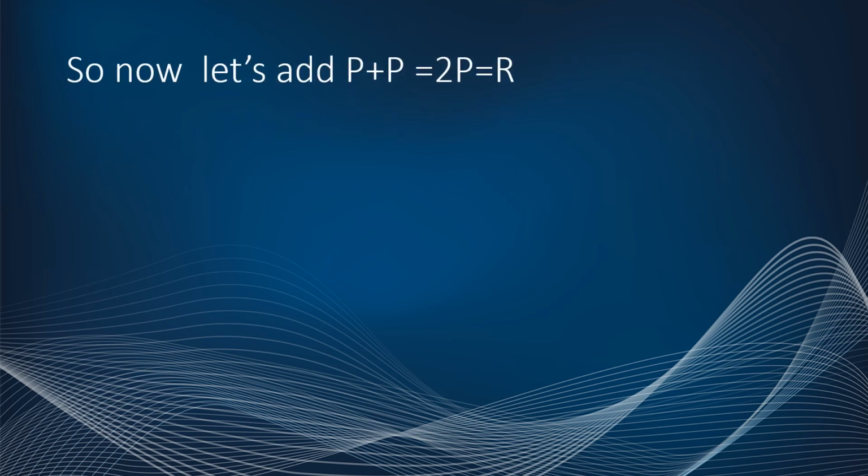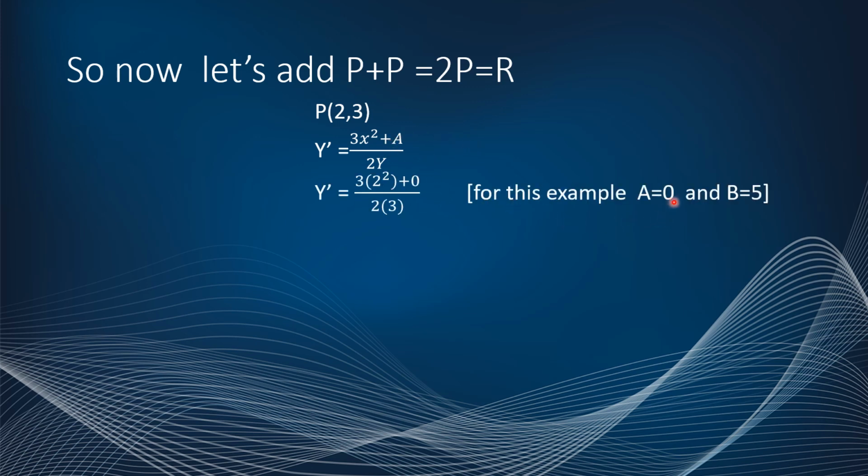Now let's add the two similar points, P plus P is equal to 2P or R. Our point P is 2, 3. First we need to find the slope of the curve, which is given by y prime is equal to 3x square plus a upon 2y. For this example, we are taking a is equal to 0 and b is equal to 5, which follows our discriminant property. So y prime is equal to 3 into 2 square plus 0 upon 2 into 3. Using this formula we got the slope y prime is equal to 2.